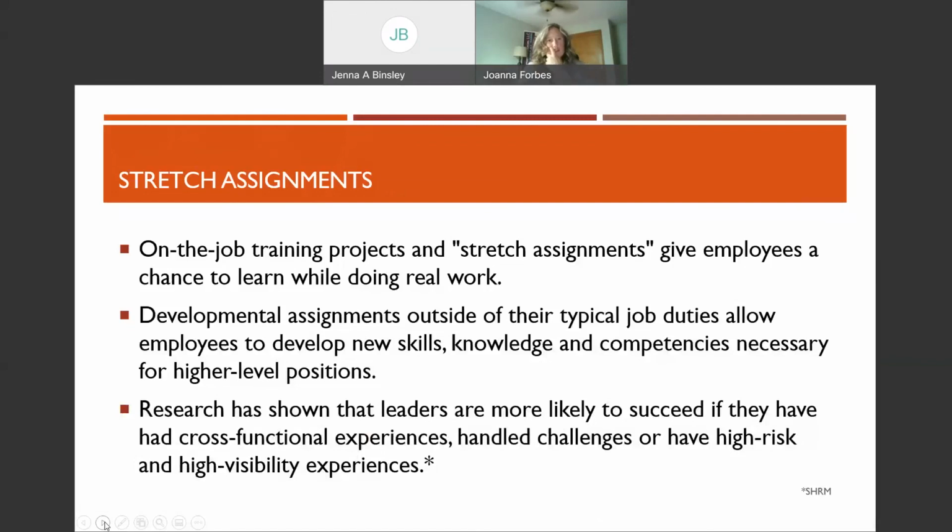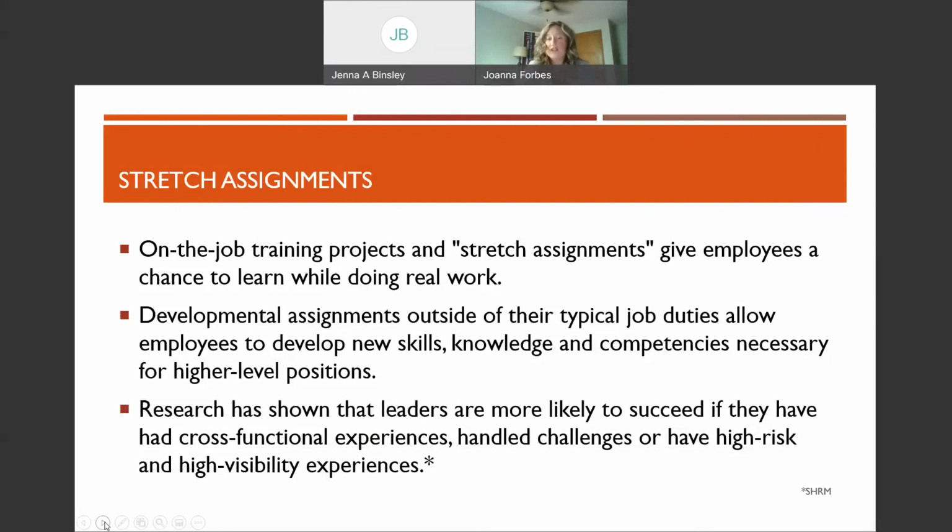You may have heard the term stretch assignments. This kind of goes a little bit hand in hand with cross-training, but it really just gives employees the opportunity to kind of go a little above and beyond what their typical job duties are. It allows them to literally stretch their legs a little bit, maybe develop some new skills. If they come to you and say they're not being challenged anymore, they want to be challenged. This is the best way to do that.